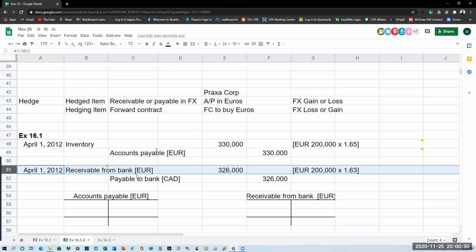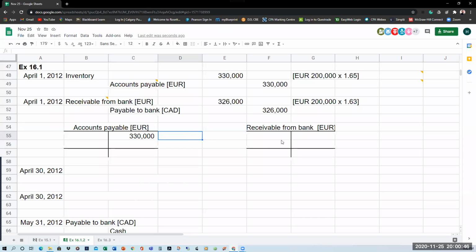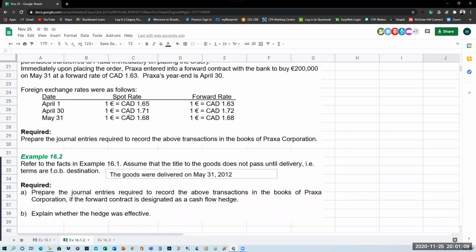Okay? So we need to take a hard look on April 30th at both our accounts payable and the receivable from the bank. The accounts payable we originally recorded at 330,000 on April 1st, 2012, and the receivable from the bank we originally recorded at 326,000. Both of these amounts are 200,000 euros. However, the value of the accounts payable depends on changes in the spot rate, while the value of the forward contract depends on changes in the forward rate. So remember: forward contract, forward rate. Everything else, spot rate.